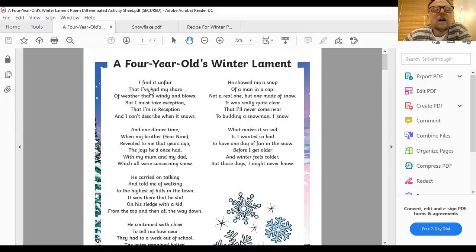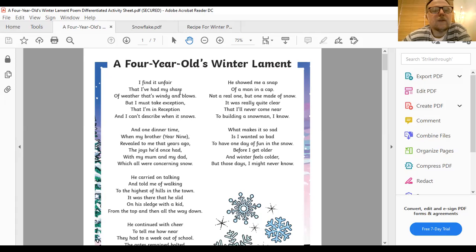I find it unfair that I've had my share of weather that's windy and blows, but I must take exception that I'm in reception. I can't describe when it snows. So there's 6 lines, so let's look. That's line A. That rhymes with that, so it's A, and then this is another sound, so we're going to call this B. So it's A, B. Does this rhyme with B? No, this is another sound, so it's A, B, C. This rhymes with C, so it's C, C. And then this one rhymes with B, so this is actually an A, B, C, C, B.